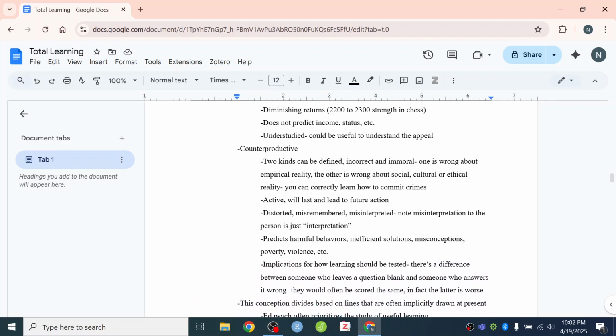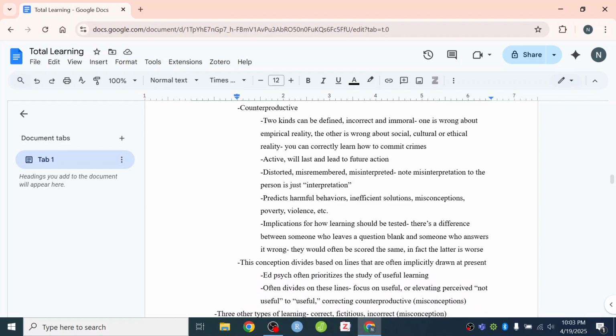And there's an implication here for how learning should be tested. There's a difference between someone who leaves a question blank and someone who answers it wrong, even though in many classrooms they would be scored the same. You get -1 point either way, even though the latter situation is worse. And there's a line of research about misconceptions, which certainly fits in with this point. That's one way to divide learning.